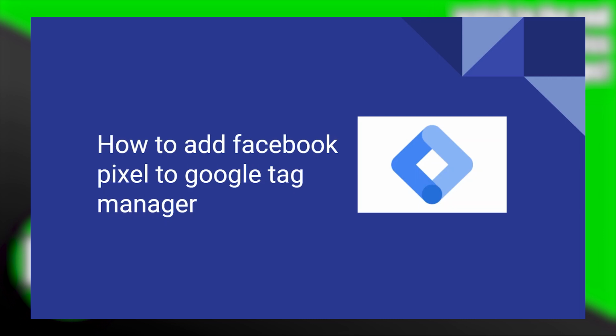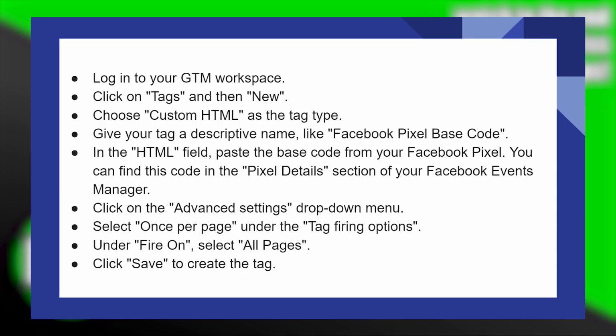Adding a Facebook pixel to Google Tag Manager is very easy to do. Today I'm going to show you how to do it. Firstly, log in to your GTM workspace. Then, click on Tags and then New. Choose Custom HTML as the tag type.